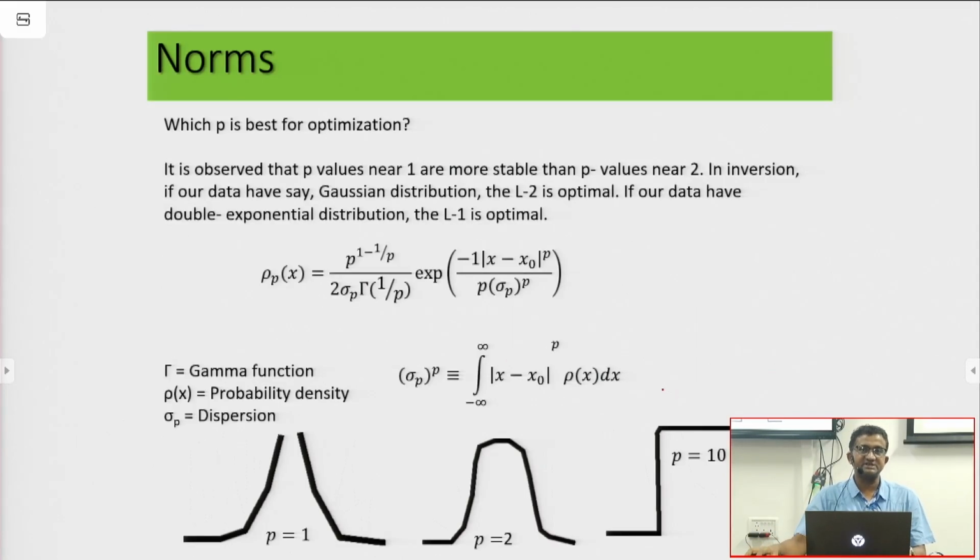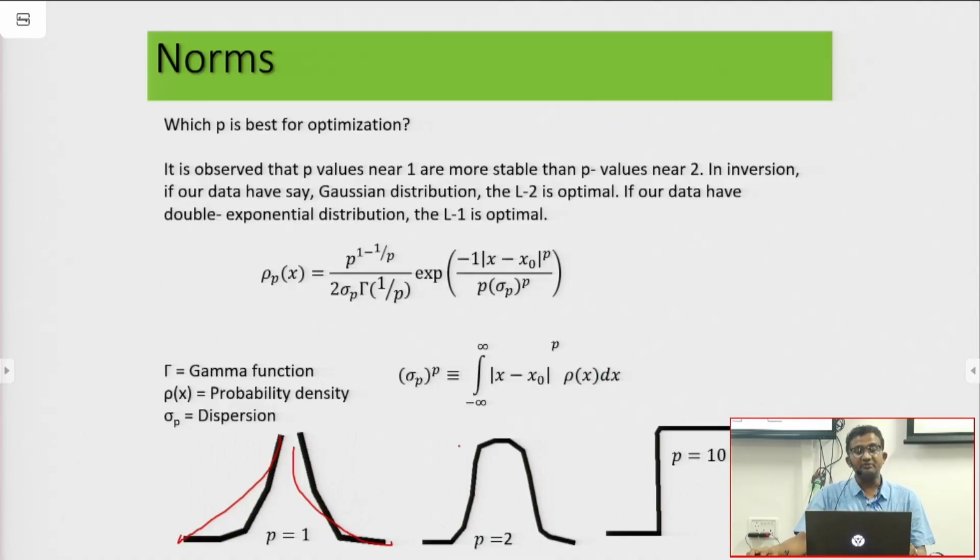Now let us see what type of norm we should use. If you use p from 1 to 2, 3, 4, 5, then the distribution of this value shows an exponential. This term is a double exponential. You see how p varies. If p is 2, it is your L2 norm. Where p is 10, it is the L10 norm.